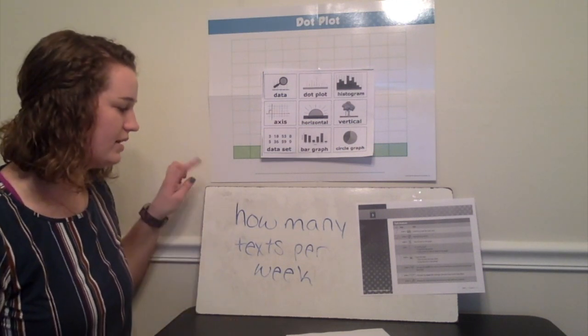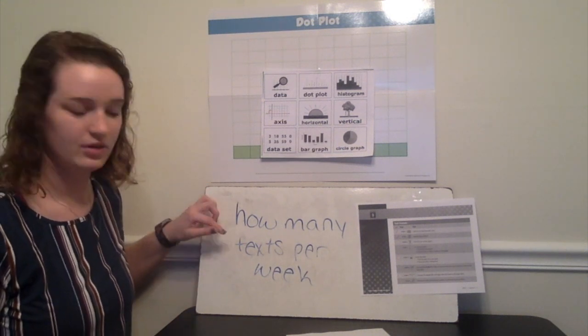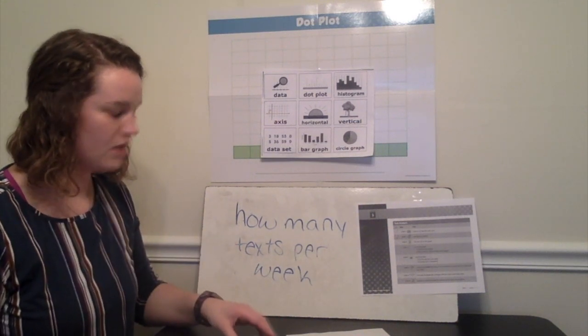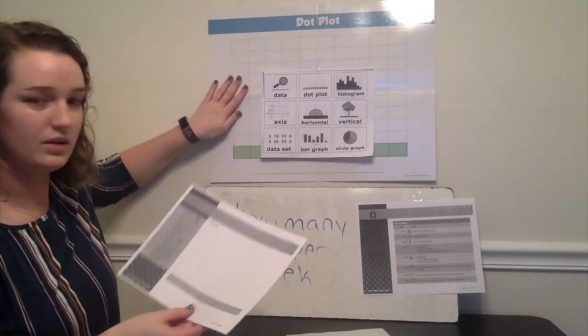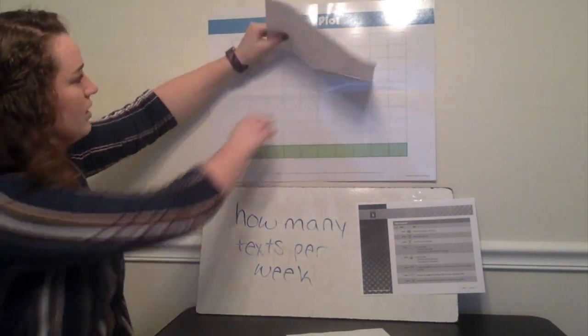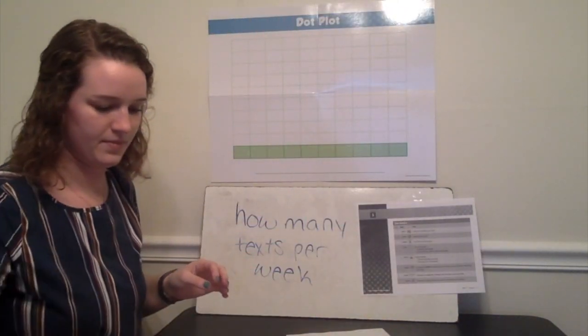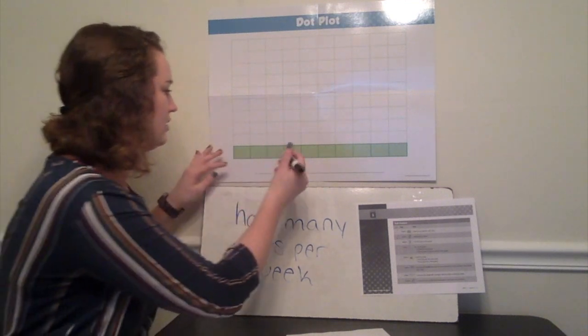If we're trying to find out how many texts per week we have, we're going to have texts per week on the bottom of the graph. Okay? So on this paper, you're going to write it right here. I'm going to write it on this one on the wall so it's a little bigger. Okay? So we're going to write texts per week.